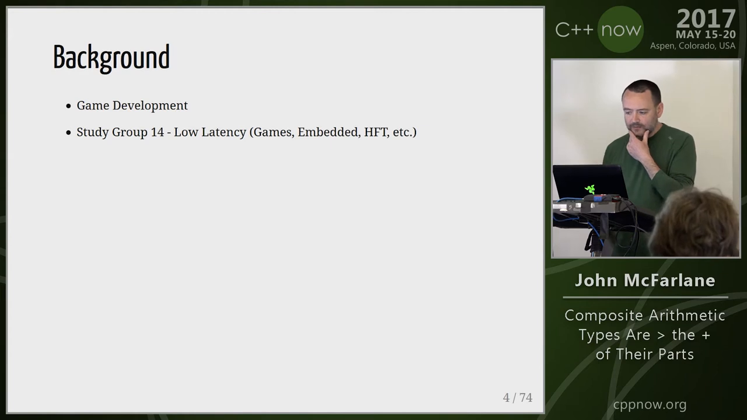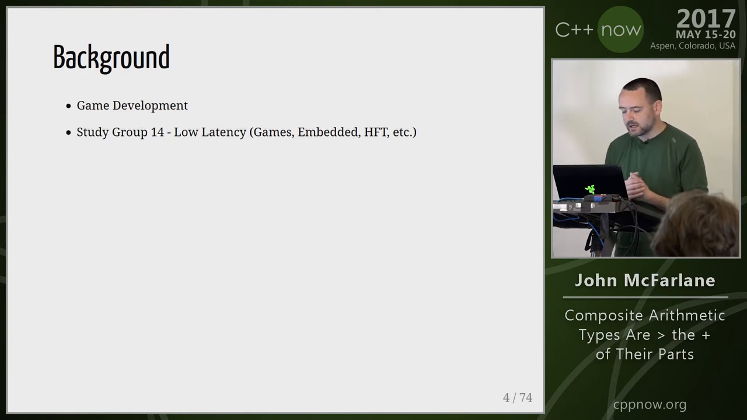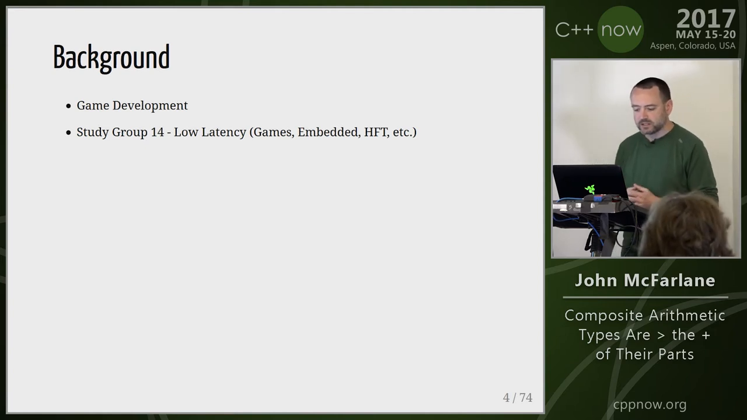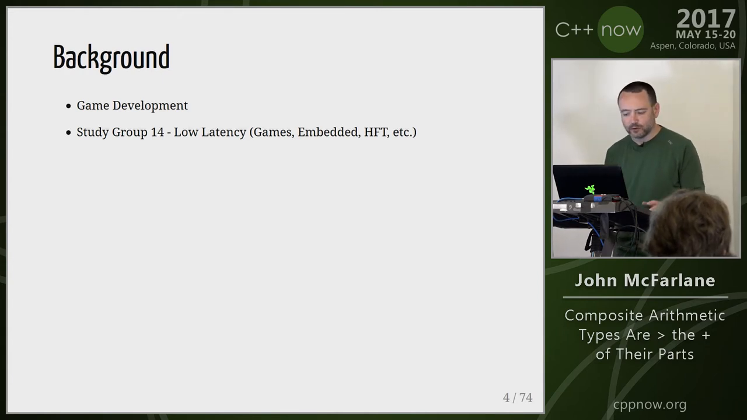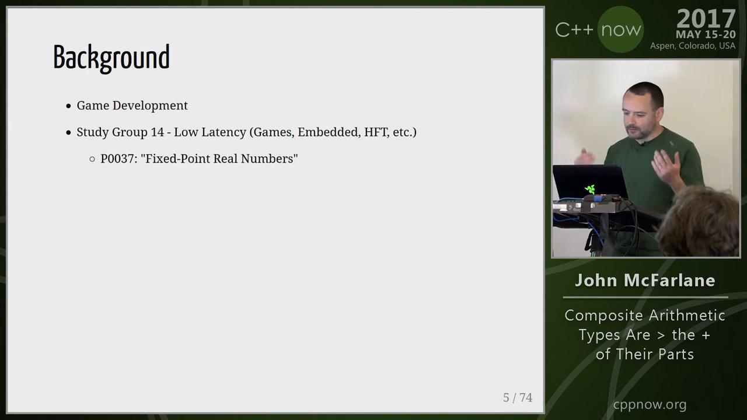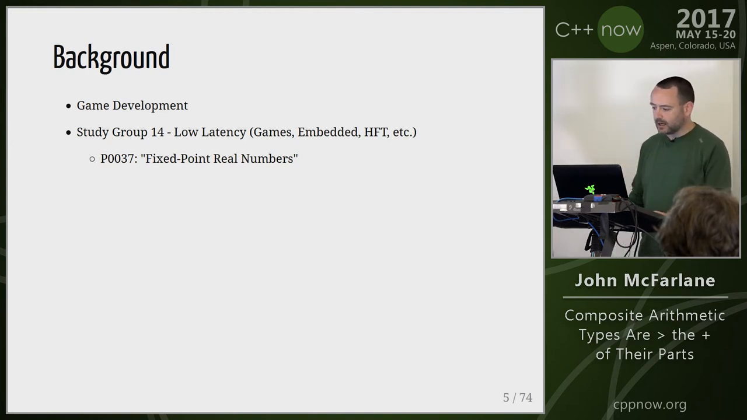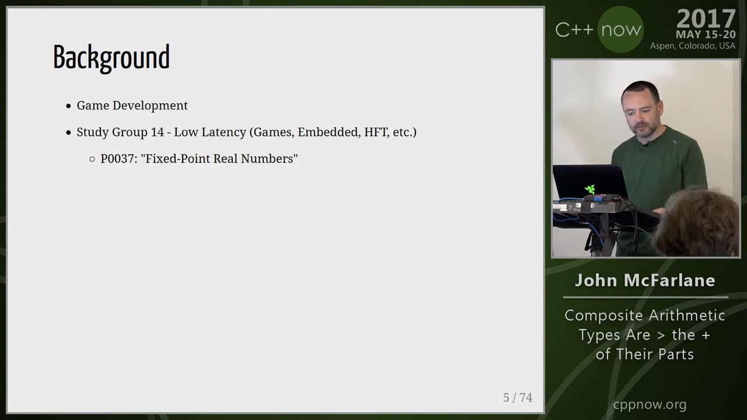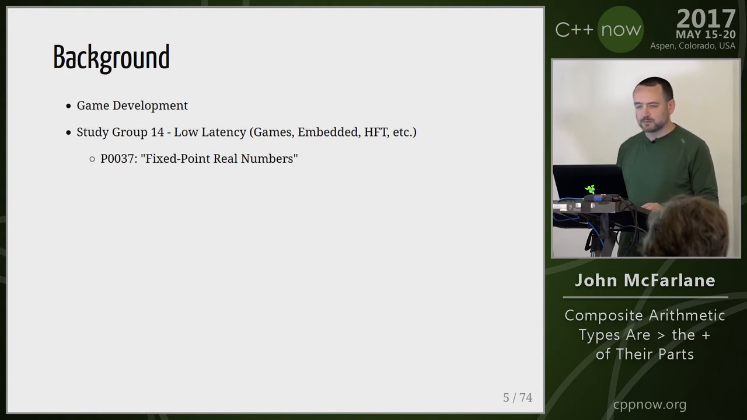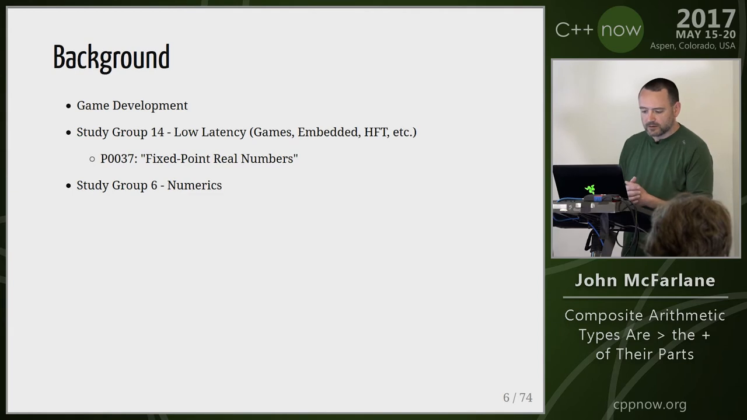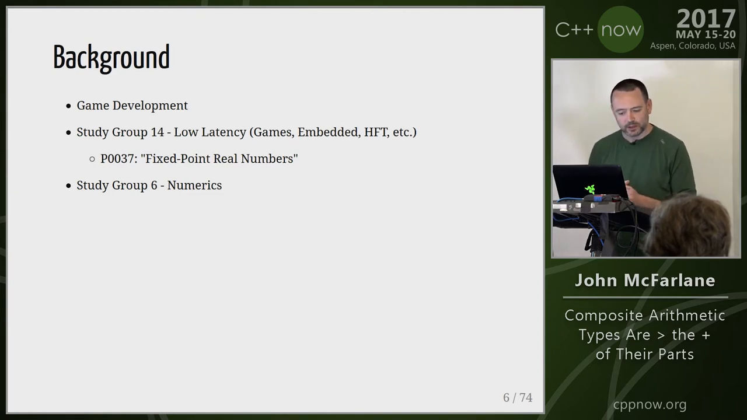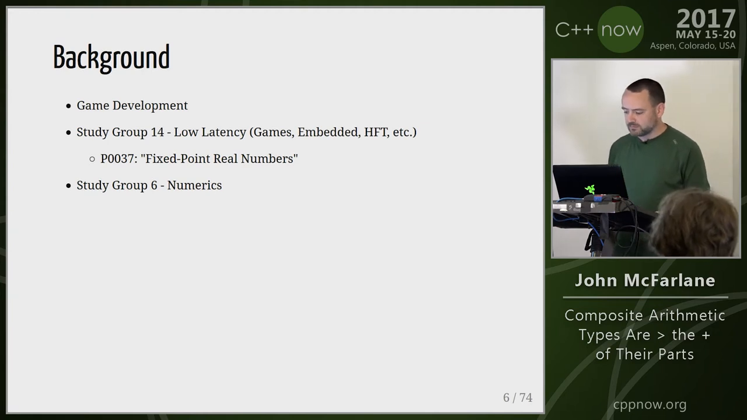A couple of years ago, I found out about Study Group 14, which is a place where game developers and other people interested in low latency domains are invited to connect with the C++ committee for future mutual benefit. I was playing around with a fixed point numeric type at the time, discovering some of the awesome features of C++11 that make this a great time to be working on numeric types, and floated the idea on the SG14 forums, and before I knew it, I was presenting a proposal. And then I didn't get very far without learning all about Study Group 6, which is concerned with numerics.